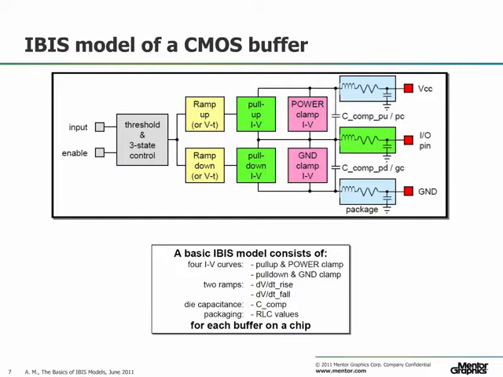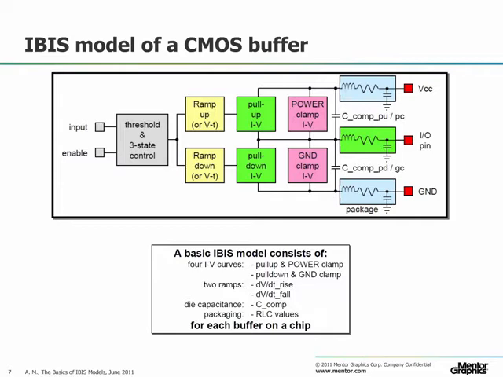From this block diagram, you can see that a basic IBIS model for a CMOS buffer consists of 4 IV curves, 2 ramp numbers, a die capacitance, and a package model. The 4 IV curves are needed to model the pull-up structure, the pull-down structure, and their associated power clamp and ground clamp characteristics. The 2 ramp numbers describe the buffer's edge rates, the rising and falling edges, when it's switching. The die capacitance, the C-comp value, describes all the parasitic capacitance that can be seen when we look into the die pad.